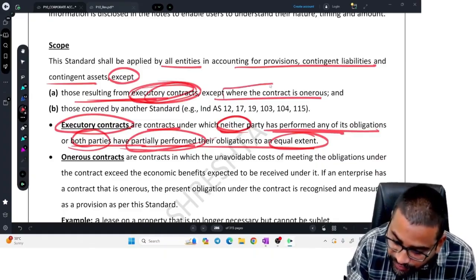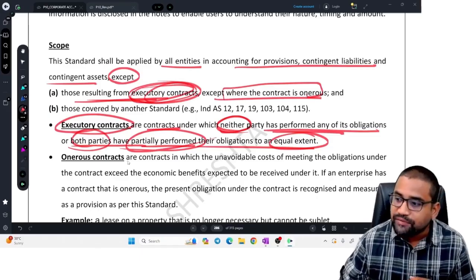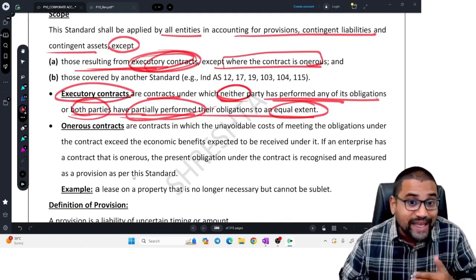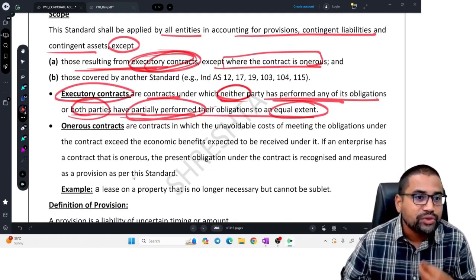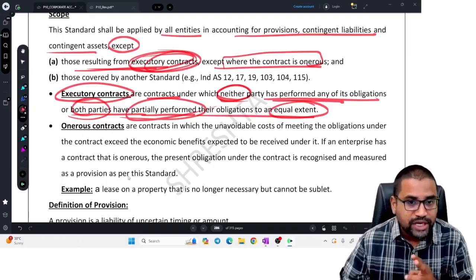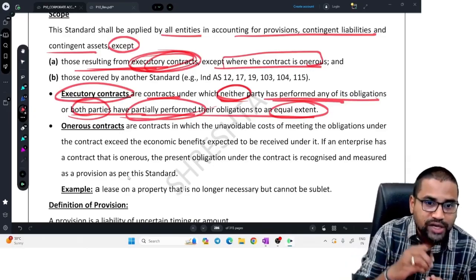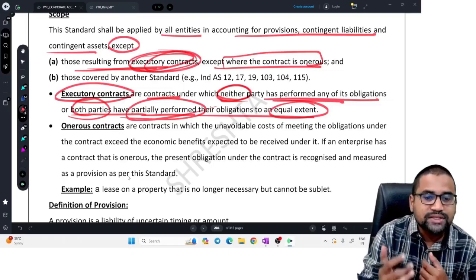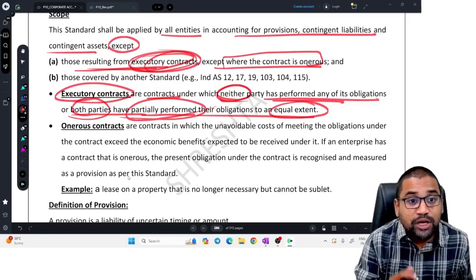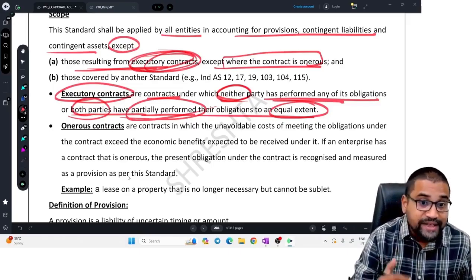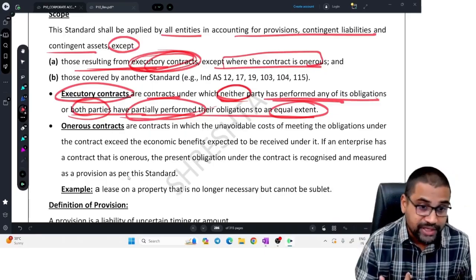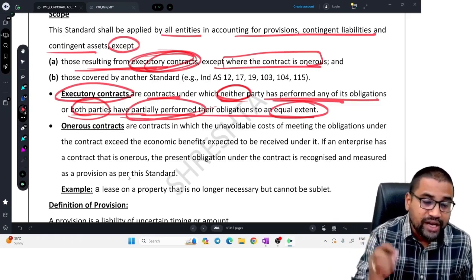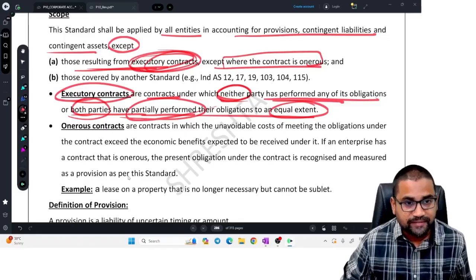But of course, when the contract is onerous, this standard is applicable. When we say the contract is onerous, the unavoidable cost of meeting the obligation under the contract exceeds the economic benefits we are going to receive from the contract. Important, sir, this may be asked as an MCQ. Generally, when the contract is executory, this standard is not applicable. But if the contract is onerous in nature, this standard is applicable. What is an onerous contract? The unavoidable cost of meeting the obligations under the contract exceeds the economic benefits which we are going to receive from it. If an enterprise has a contract that is onerous, the present obligation under the contract is recognized and measured as a provision under this standard.